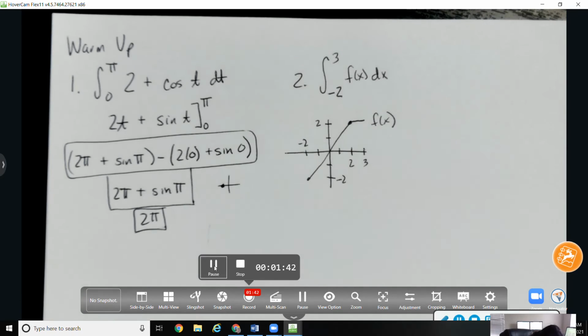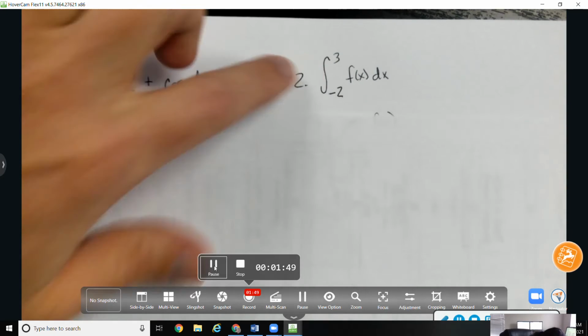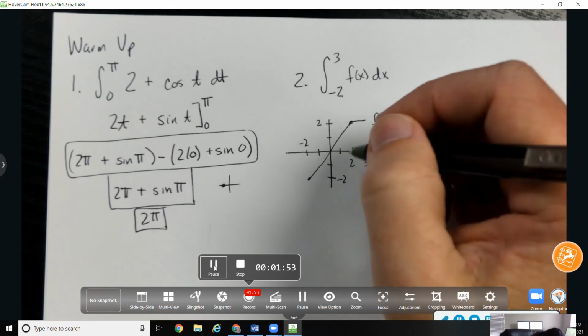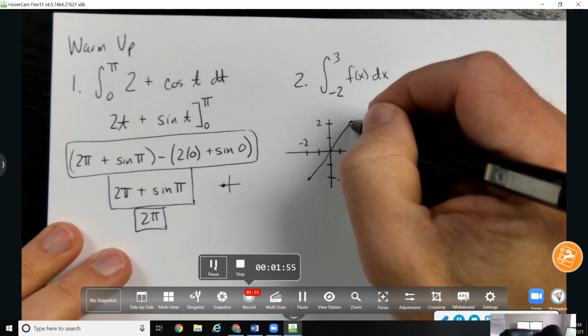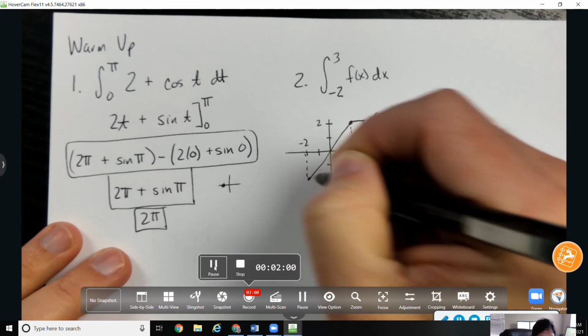Number 2, and see, here's the point of doing both of these. They look kind of the same, but one you had to do by hand, and this one I give you a graph. So this means the area under the curve. So let's kind of break this into pieces here, and then we'll add up all the areas.